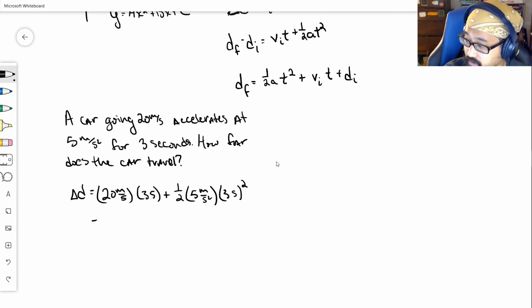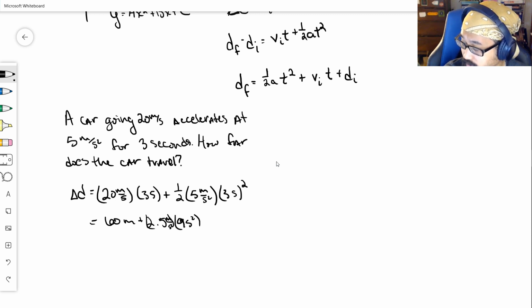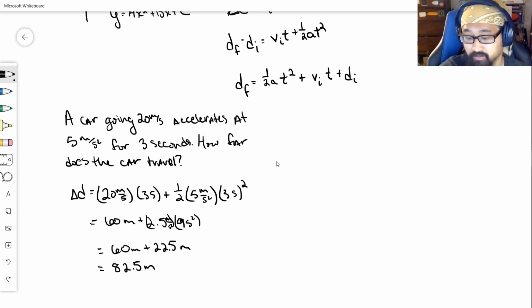When I do this, I should get 60 meters plus 2.5 meters per second squared times 9 seconds squared. And when I do 2.5 times 9, I get 22.5. So I should get 60 meters plus 22.5 meters, which is 82.5 meters. This is how far you've gone.